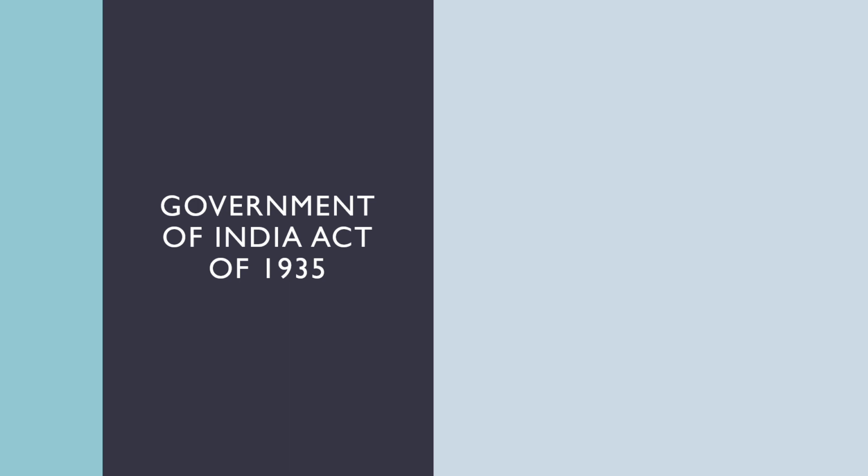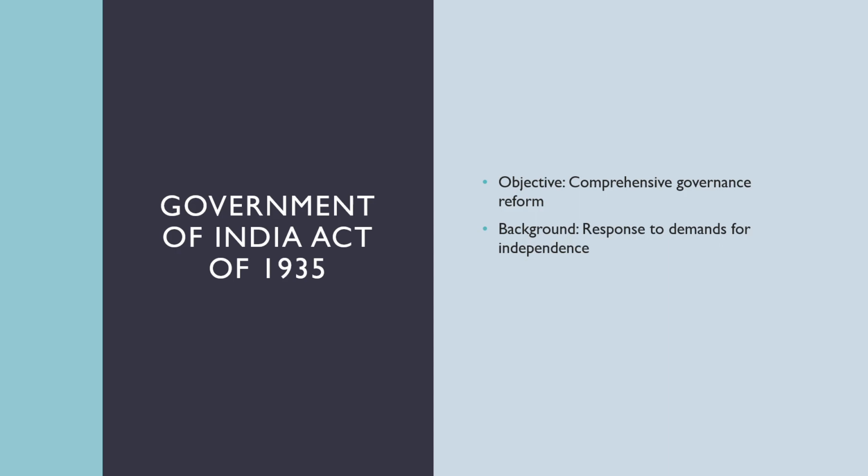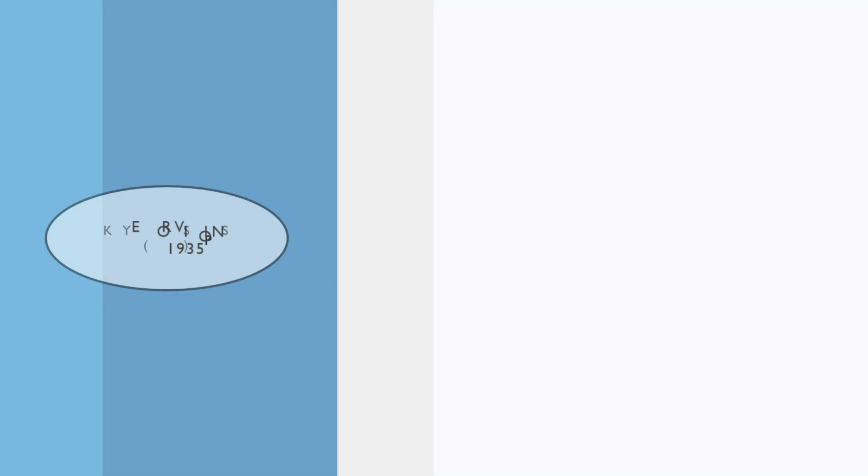The next one is the Government of India Act of 1935. The Government of India Act of 1935 was a comprehensive and ambitious piece of legislation that sought to reform India's governance structure and prepare the ground for eventual self-rule. The Act was a response to the growing demands for complete independence and the need for a more robust constitutional framework. It was the longest and most detailed act passed by the British Parliament concerning India, reflecting the complexities and aspirations of the time. Let's see the key provisions of this Act.